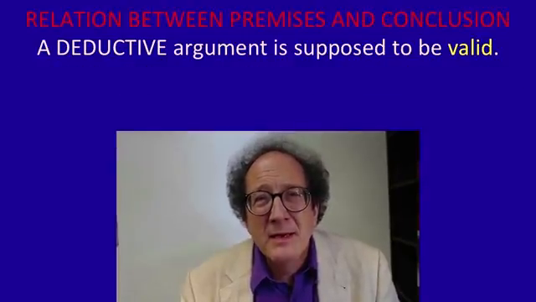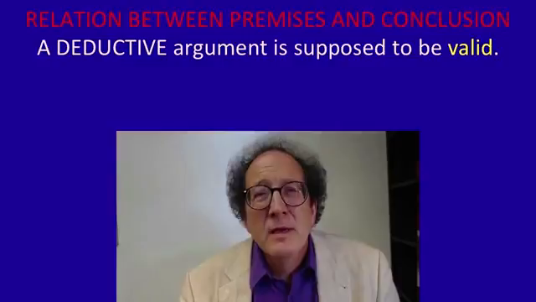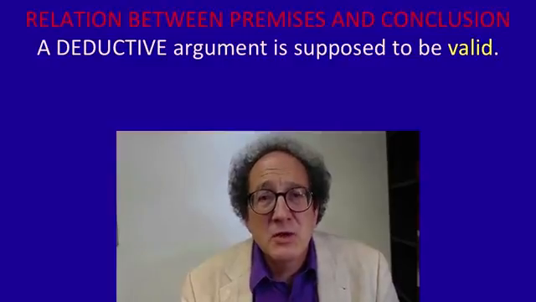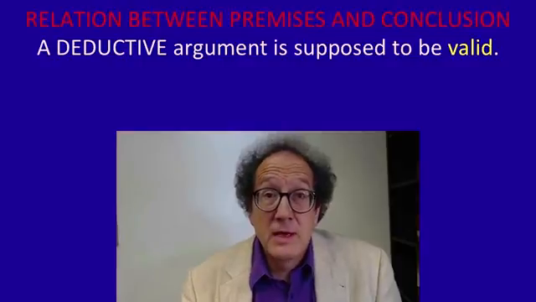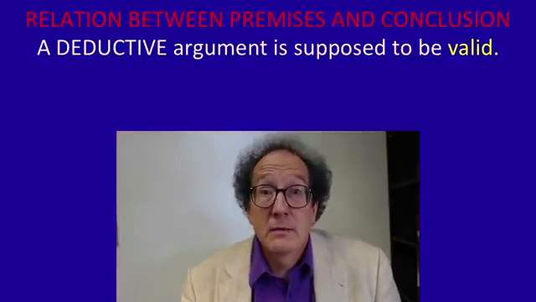And the idea is that the deductive argument should be structured in such a way that it's valid. Then the next question is, what's validity? Let's start with a simple example. Suppose that you know Mary, but you don't know her children.